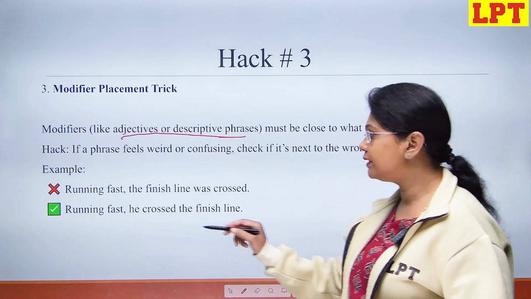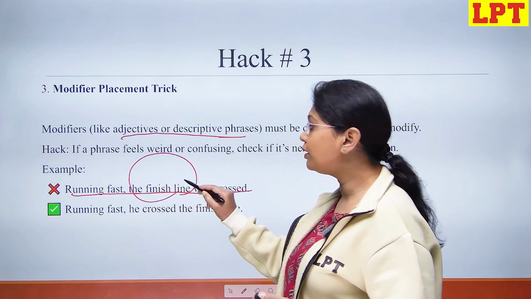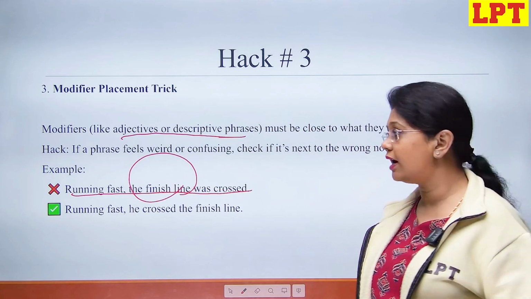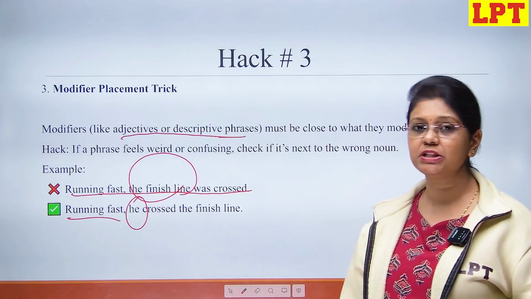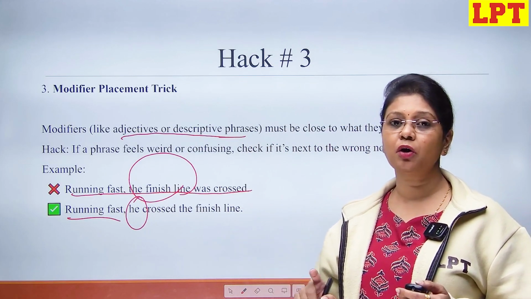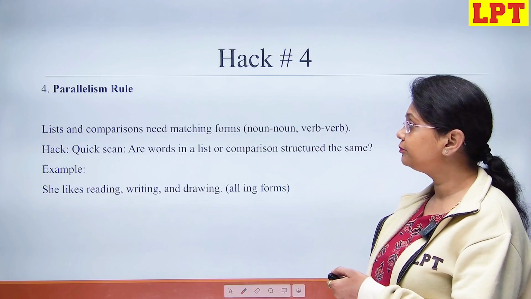When you say, "Running fast, the finish line was crossed," you know that it was not the finish line that was running fast. So you correct it by saying, "Running fast, he crossed the finish line." This is one thing you should always remember when you're dealing with modifiers. Let's quickly go to the next one.